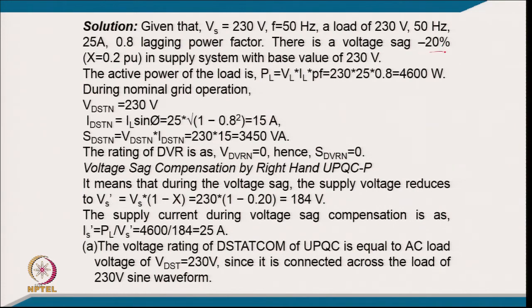There is a voltage sag of -20%, x equal to 0.2, in the supply system with the base value of 230 volt. The active power of the load is typically 230 times 25 times 0.8, which is 4600 watt. During normal condition the V D statcom is 230 volt and I D statcom will correspond to 15 ampere. So, the D statcom rating is voltage multiplied by current, which becomes 3450 VA.